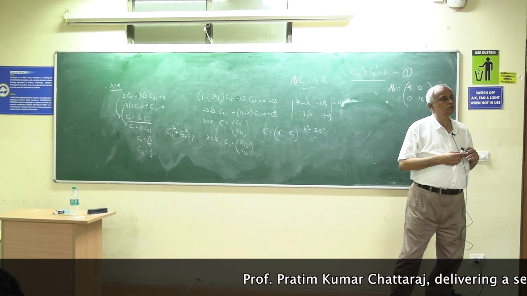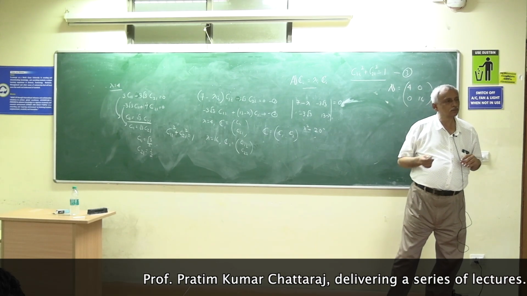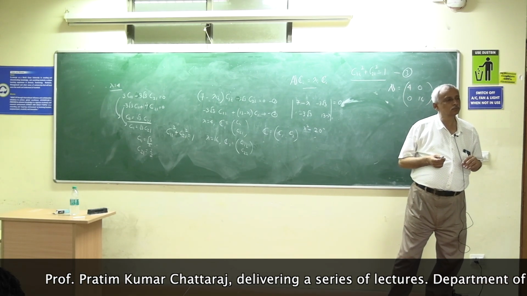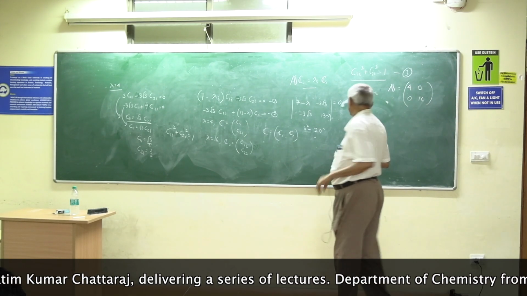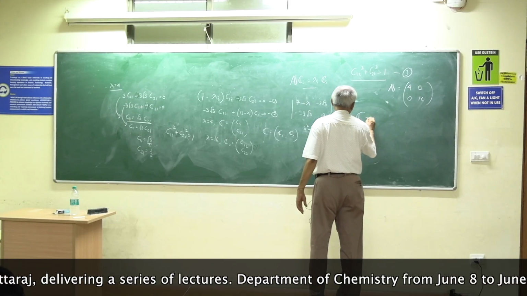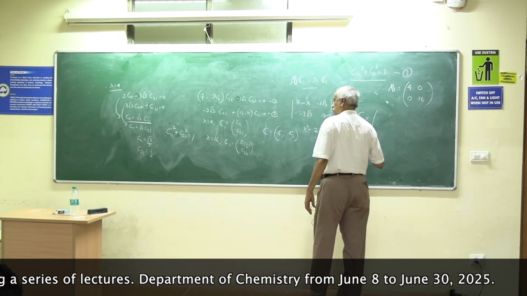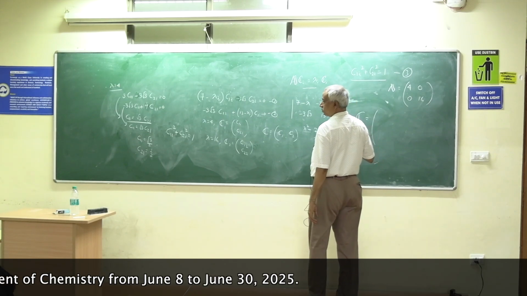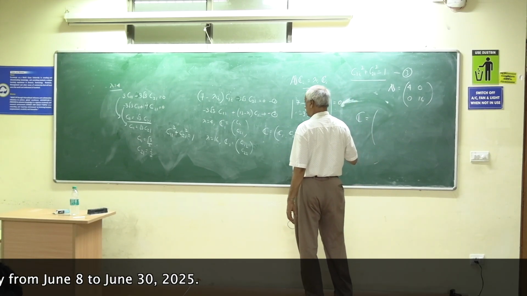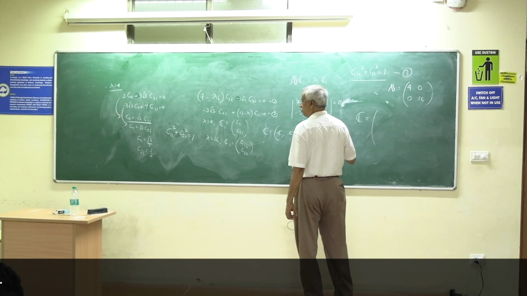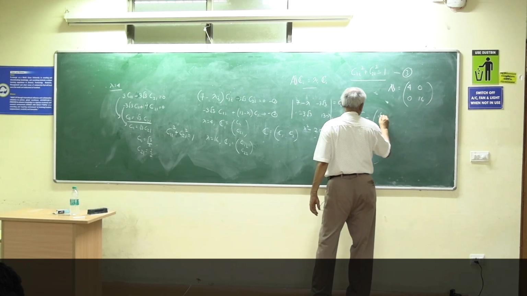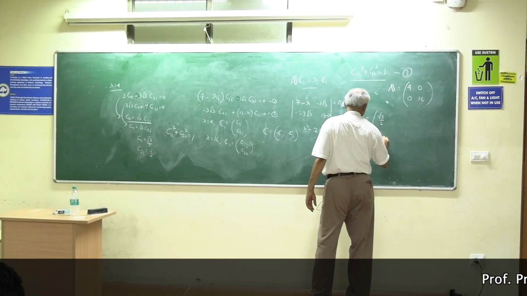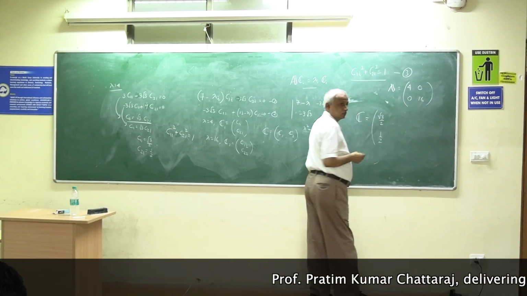What happened? Tell. So what is your C matrix now? C1, C2. So your C11, C21, root 3 by 2 and half. What are the other two? Hello?